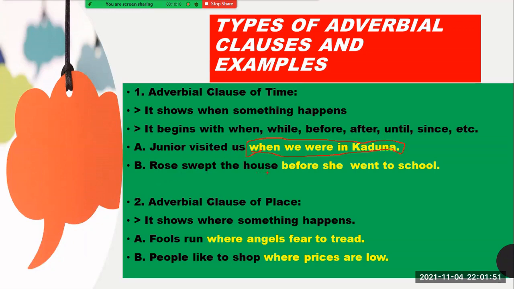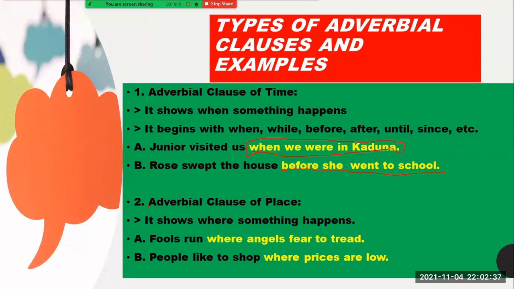Now, let's look at the next example. Rose swept the house before she went to school. Again, using the border principle, we can put a full stop here. Rose swept the house. The question is when. When did Rose sweep the house? Well, Rose swept the house before she went to school. So before she went to school was the time when Rose swept the house. So you can see that an adverbial clause of time always provides answer to the question when. So if the question is when did something occur, then you are looking for an adverbial clause of time.